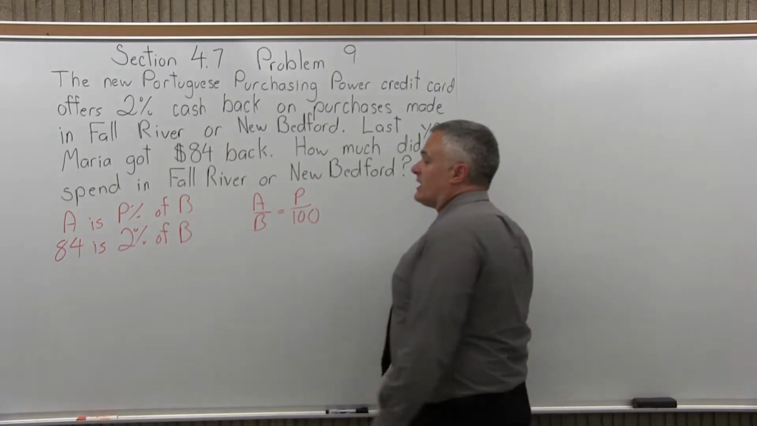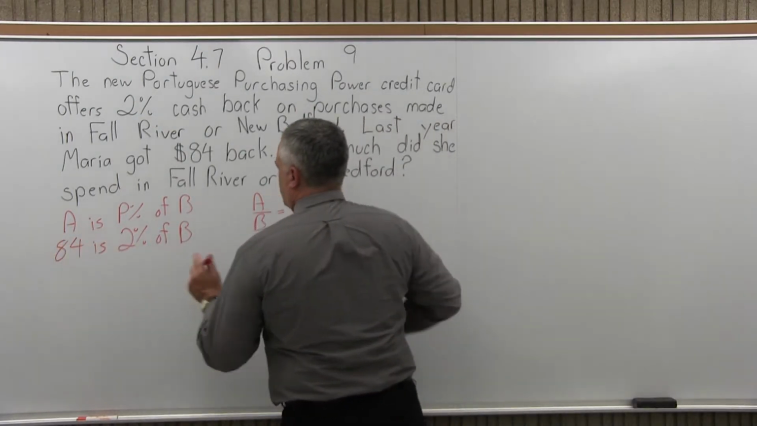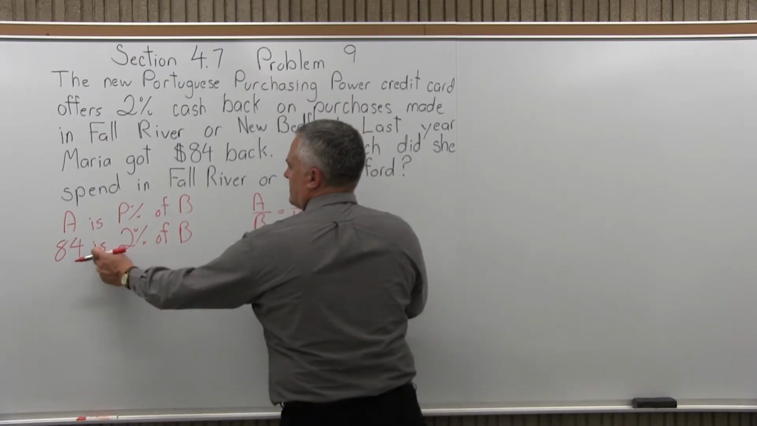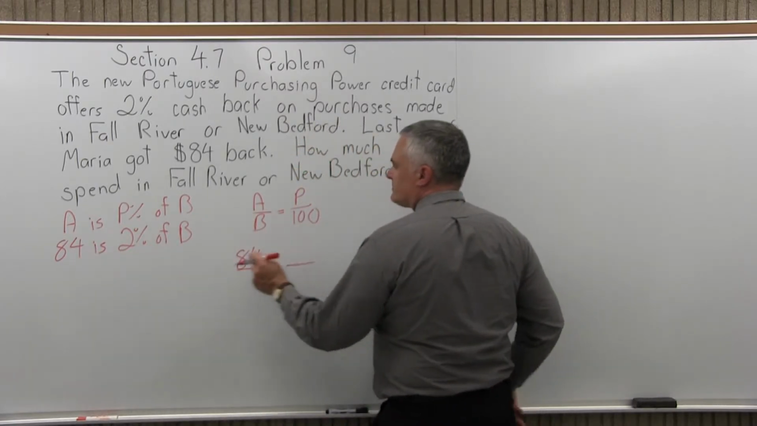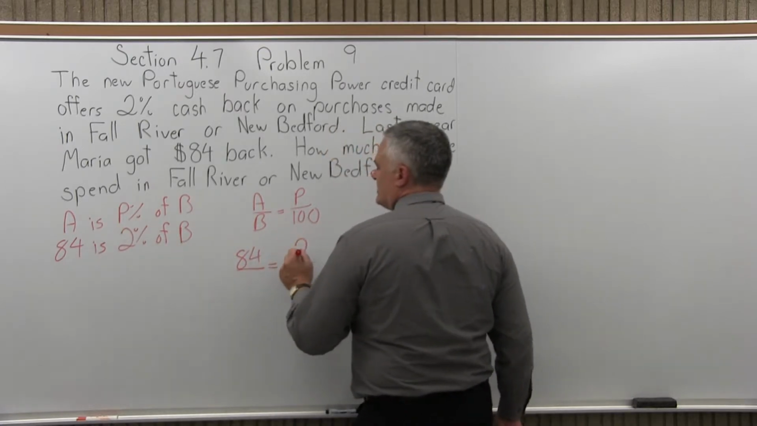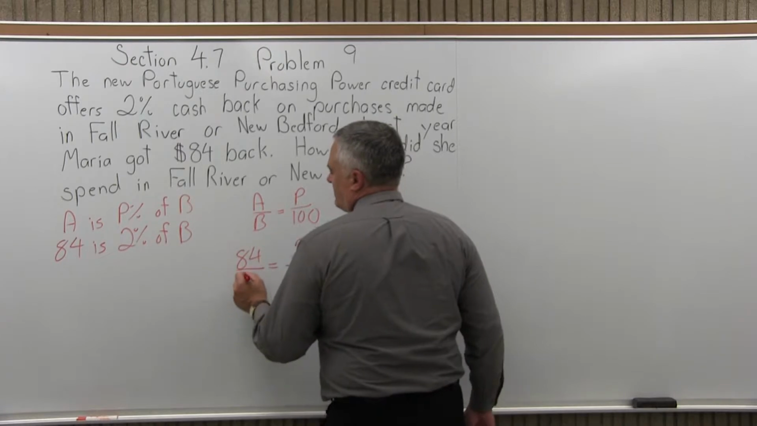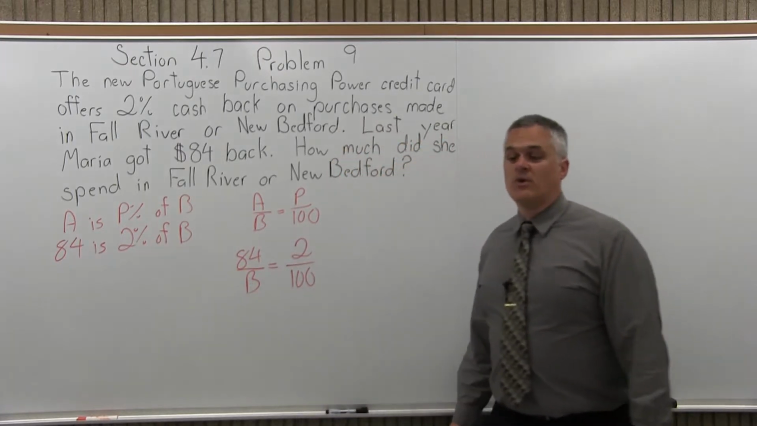Now, once you have it written like that, you can plug it into the formula. The 84 is the A, is the equals, 2%, 2 is the P, the percent is 100, and the B just stays B. It's unknown, that's what we'll solve for.